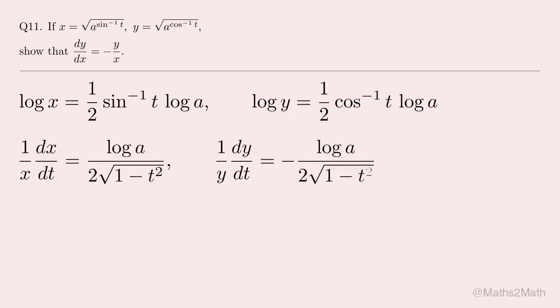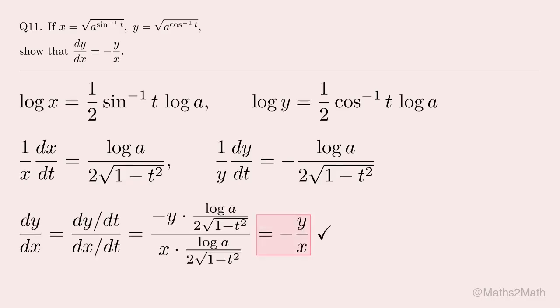Differentiate with respect to t. The inverse sine gives the positive root fraction, the inverse cosine the negative. Divide dy by dt by dx by dt. The matching fractions cancel, leaving exactly minus y over x.